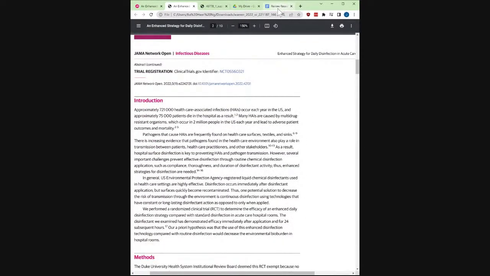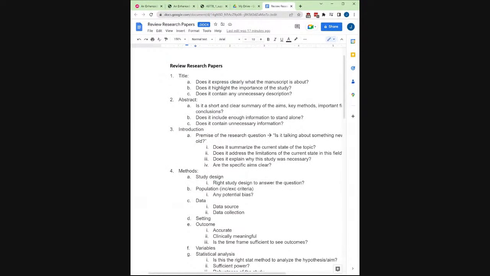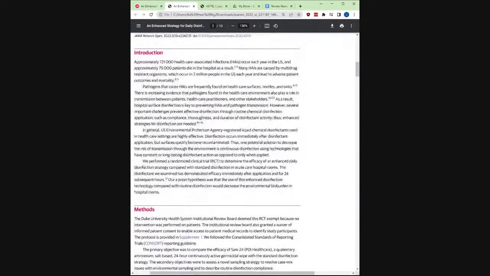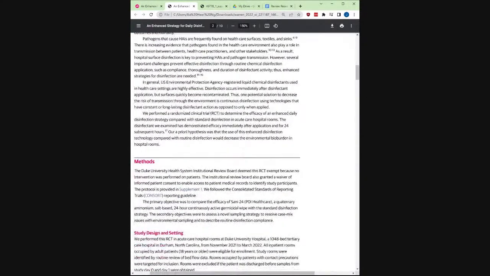So now I'm going to jump to this sheet to show you briefly. It's very intuitive for me, so I don't go through this all the time. But when I'm reviewing a paper, I actually look at the title: is it clear? Does it contain any unnecessary description? And the abstract as well: does it include enough information to stand alone? Then the introduction, I want to make sure it justifies this research. So let's go into the introduction and see, do they justify doing this research?